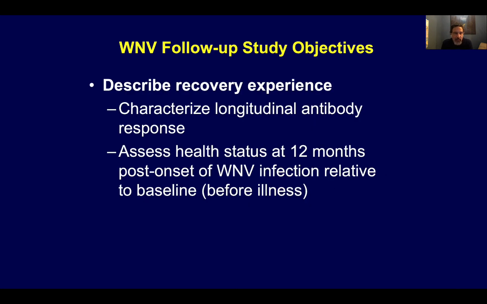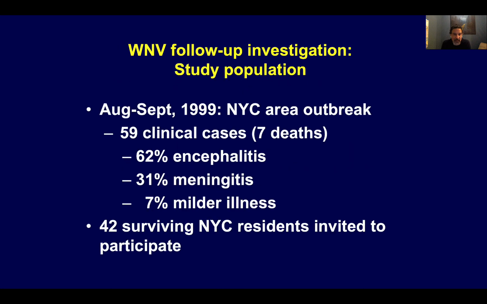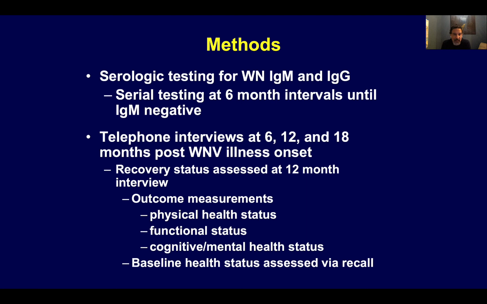The goals of this study were to describe the recovery experience and characterize their longitudinal antibody response and assess their health status at 12 months post-onset relative to their baseline prior to becoming ill with West Nile infection. So we started with 59 cases and 7 deaths, and we wanted to focus on who survived, and we focused on New York City residents. So we invited about 42 people to participate in this longitudinal follow-up study of recovery.